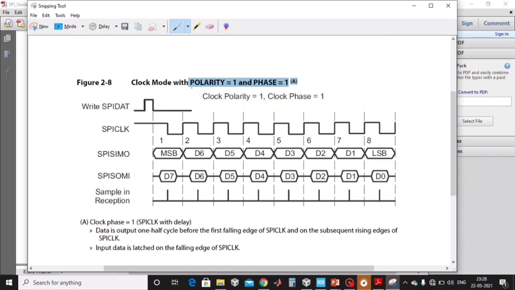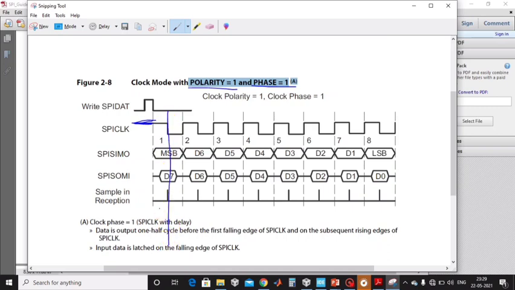Okay. So in this example, clock polarity is also 1, clock phase is also 1. So what does it mean by clock polarity as 1? Clock polarity 1 means the default state of the clock is high. Now clock phase is also 1. Clock phase 1 means the clock is 180 degree delayed. This is the 180 degree phase shift, meaning half cycle. The clock is 180-degree delayed from this data.